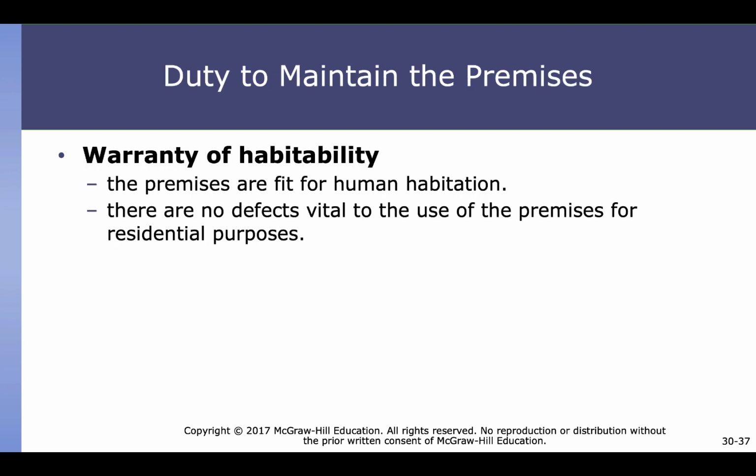The landlord has to abide by the warranty of habitability, which means that the premises are fit for human habitation, and there are no defects vital to the use of the premises for residential purposes. And many cities have adopted ordinances to protect tenants from unsafe or unhealthy conditions created by a landlord's refusal to make necessary repairs. Building inspectors, health authorities, and other public officials are empowered to make inspections and demand improvements when they're contacted by dissatisfied tenants. In many cases, ordinances permit the tenant to cease payment of rent for the period during which the landlord fails to make repairs or improvements as needed.